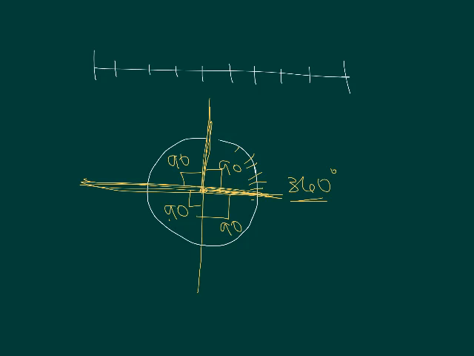Alright, so now let's look at some polygons. The word poly means many, and gon is another word for angle. So a polygon is many angles.